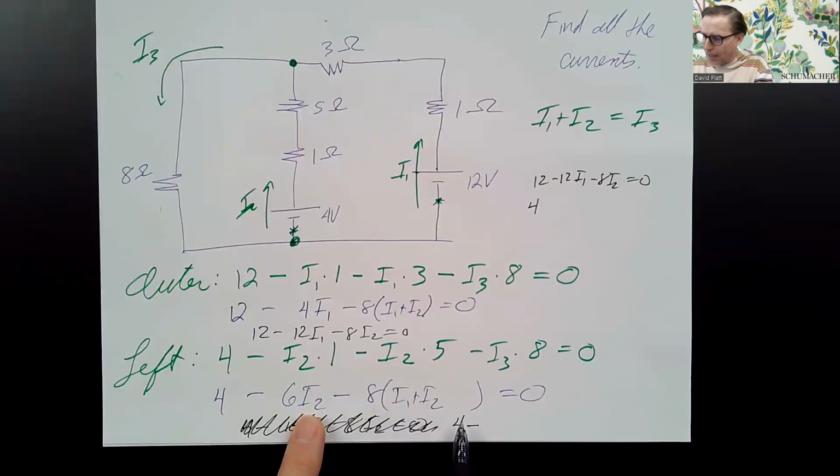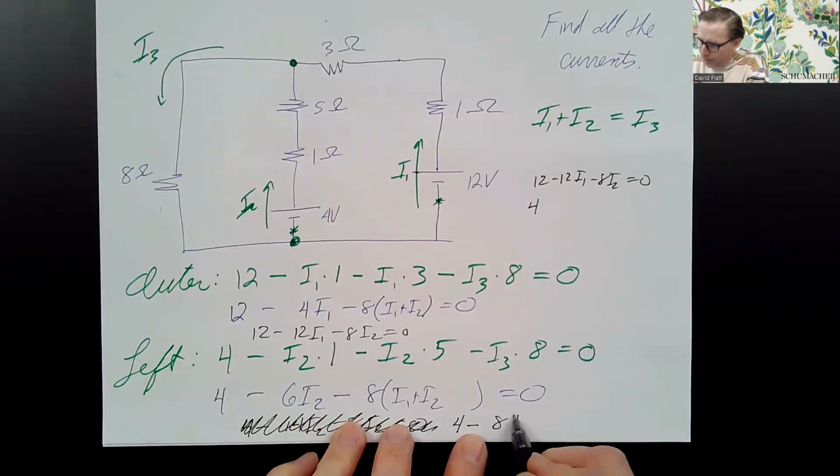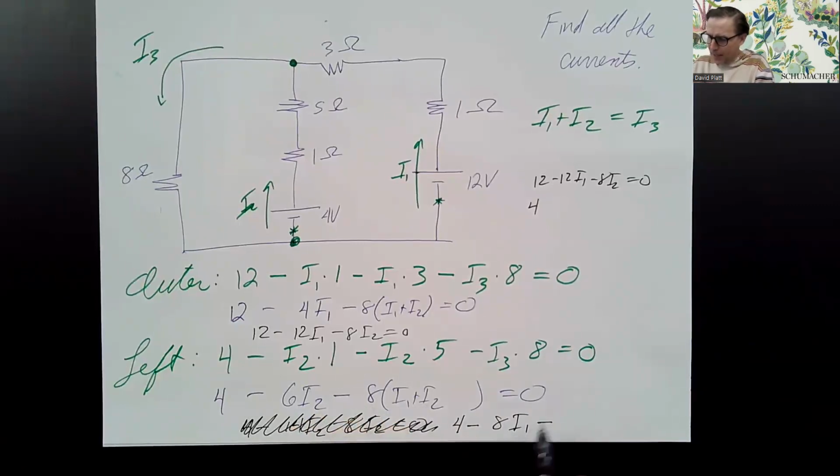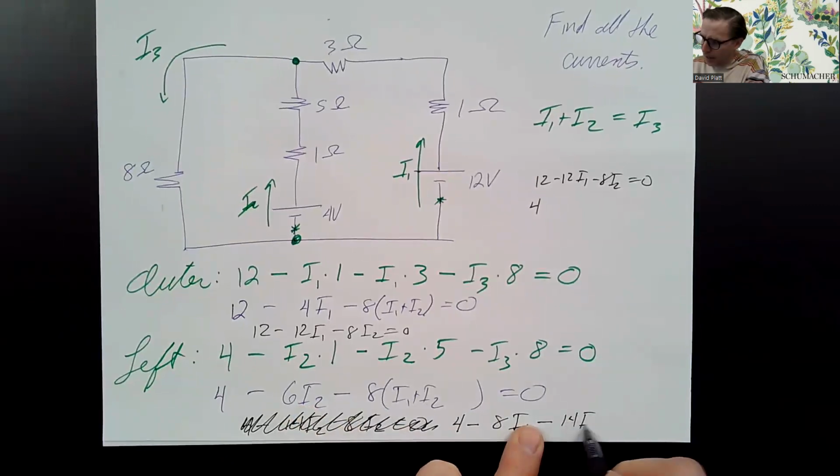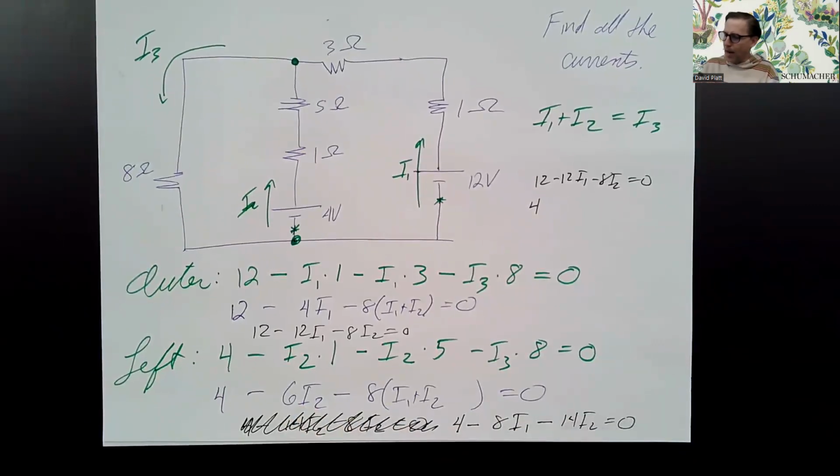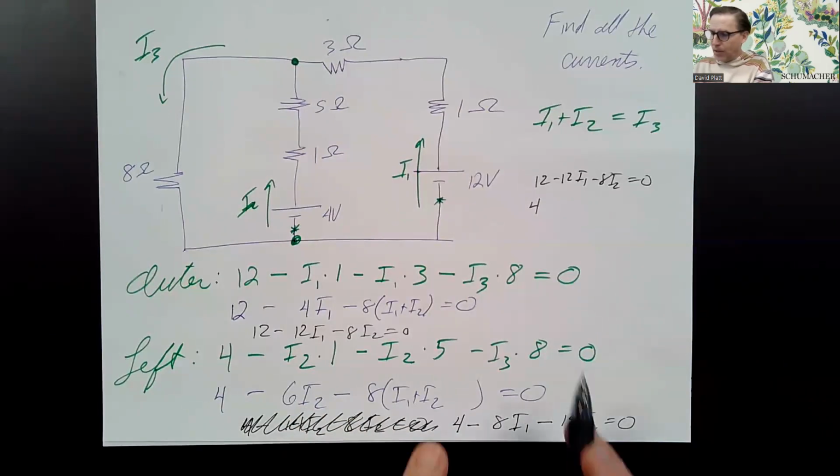Oh, it looks like I got lucky. 6I2 and 8I2. Good. But I had them in the wrong order. I wanted to put I1 first. 4 minus 8I1 minus 6 and 8I2, minus 14I2 equals 0. I just wanted my I1 first and my I2 second. And you'll see why in a second.